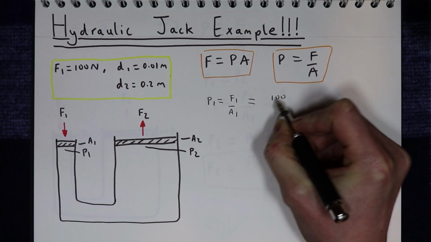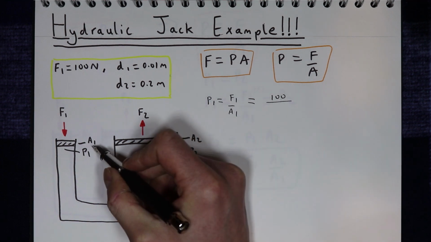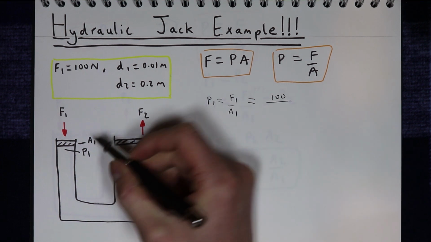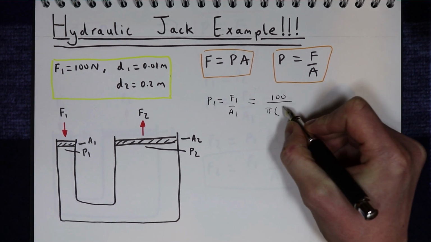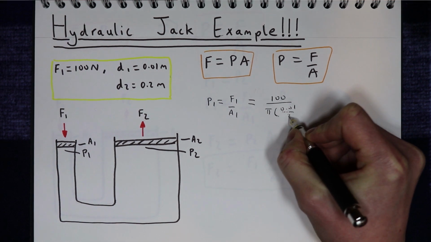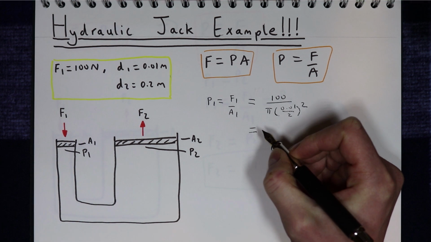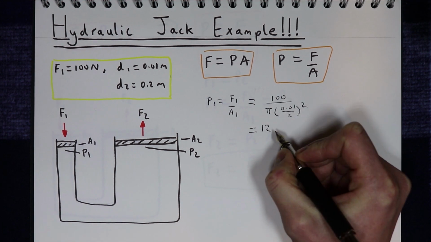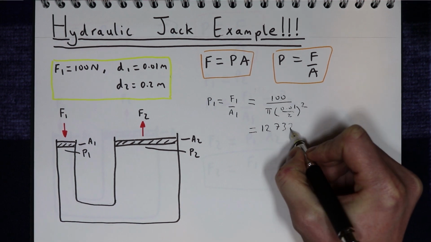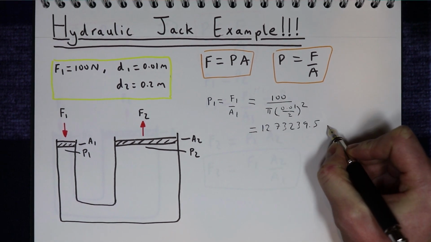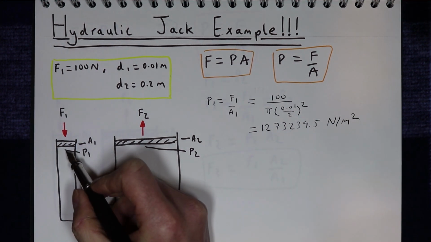which equals 100 newtons, which is the force F1 pushing down on the first piston, and then we need the area A1. We're not actually given the area A1, but we're given the diameter of the piston, so the area is going to be pi r squared, so pi times 0.01 over 2 to give us the radius, squared, and that gives us a pressure P1 of 1273.2395 newtons per meter squared, and that's the pressure at P1.